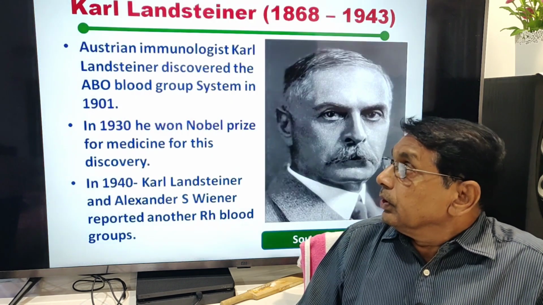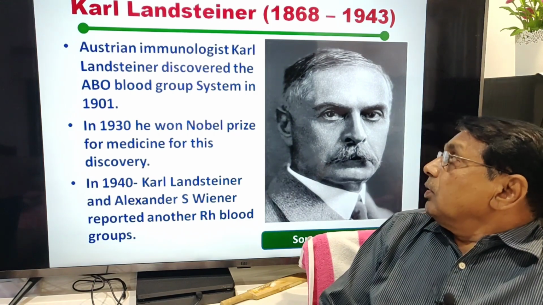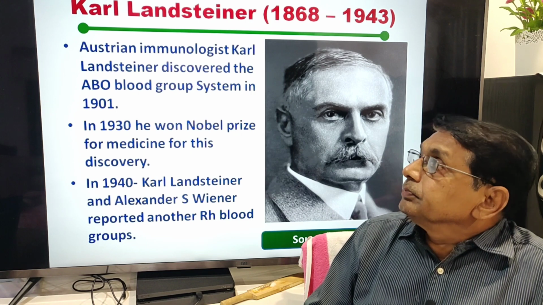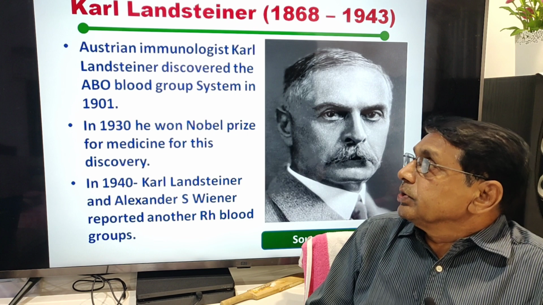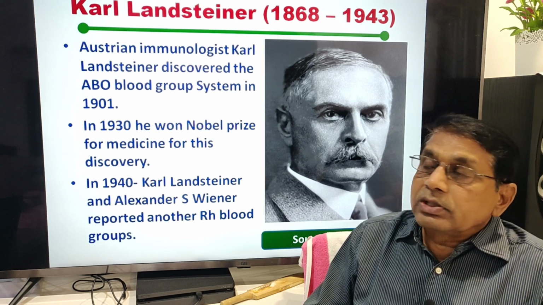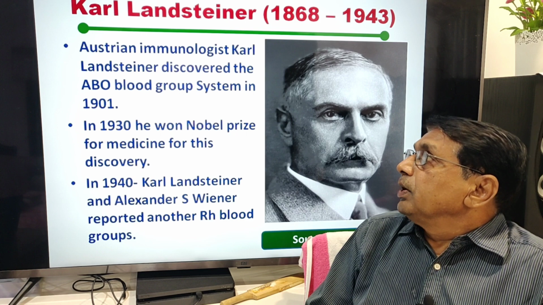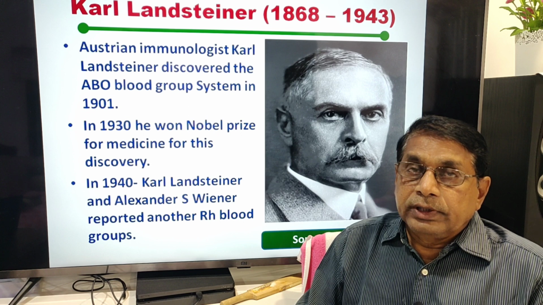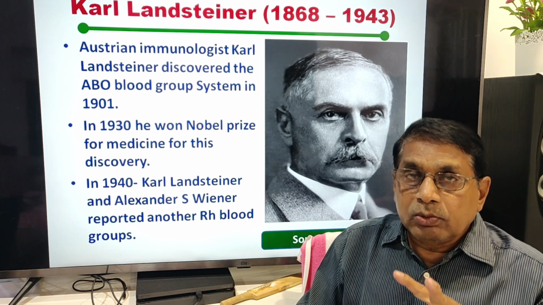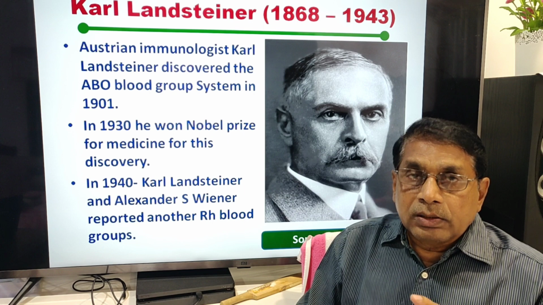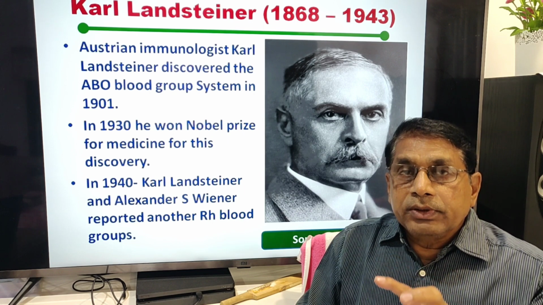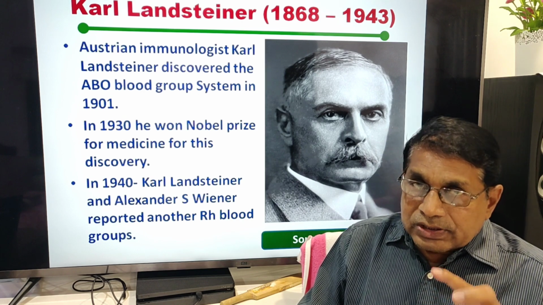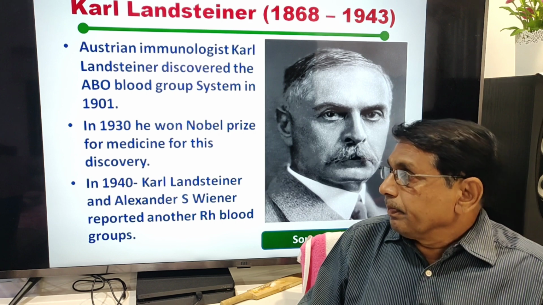Now let us see. This is Karl Landsteiner, a great surgeon, Austrian immunologist. Karl Landsteiner first discovered the ABO blood group system in 1901. He identified that all the human beings, if we put all of them blood group wise, can be divided into four types. It was discovered in 1901.